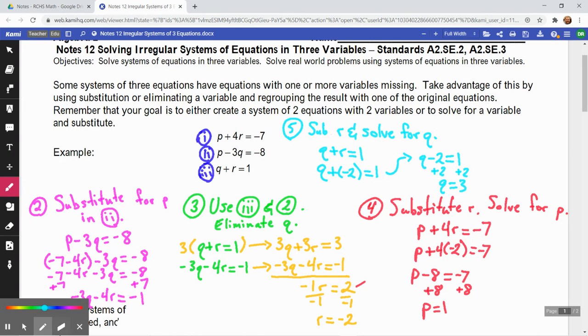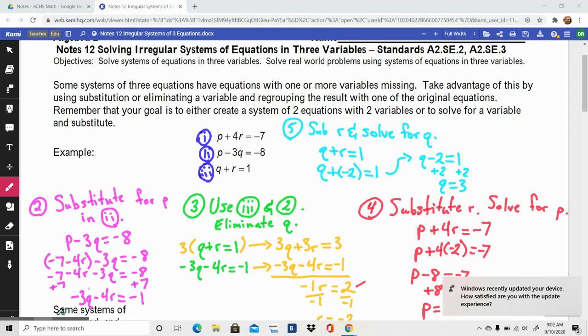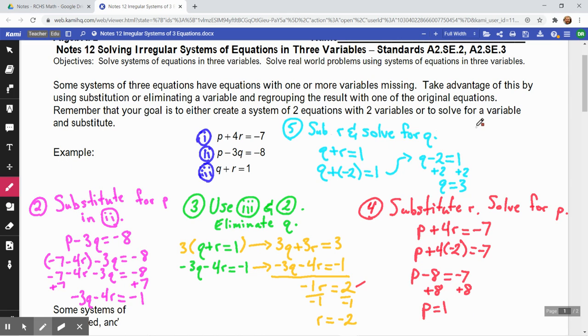And now that we have a value for each of our variables, we can write the final solution. The final solution, the ordered triple, would be in alphabetical order, where we have our three variables in alphabetical order, starting with P. P had a value of 1, Q had a value of 3, and R had a value of negative 2. And that would be our solution to this system.